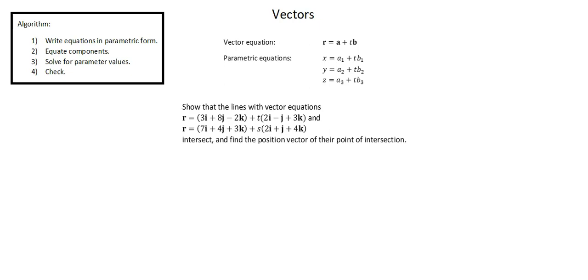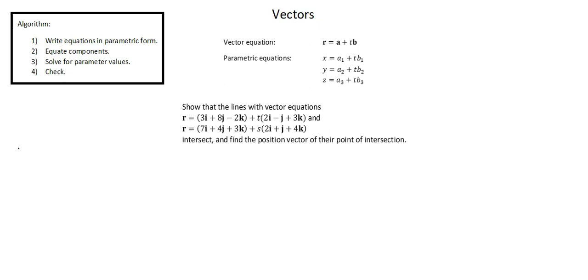Our problem reads, show that the lines with vector equations r equals (3i plus 8j minus 2k) plus t times (2i minus j plus 3k) and r equals (7i plus 4j plus 3k) plus s times (2i plus j plus 4k) intersect and find the position vector of their point of intersection. Let's go to the algorithm.